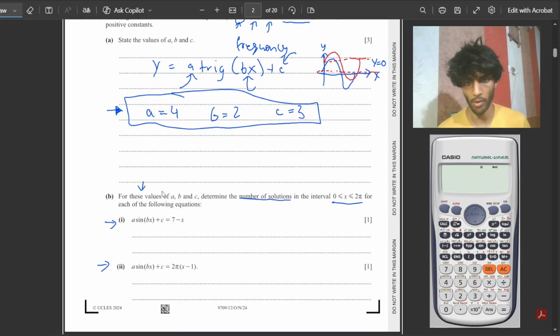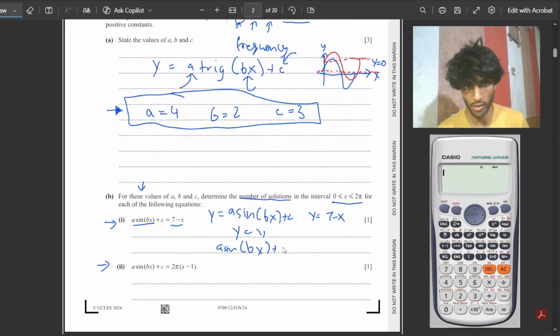Now, how do you do this problem? You basically try and understand it like this. You split this part and this part into two different equations. So you look at this as y equals a sine bx plus c, and another equation, y equals 7 minus x. If you combine both of these equations, if you say y equals y, then you have a sine bx plus c equal to 7 minus x.